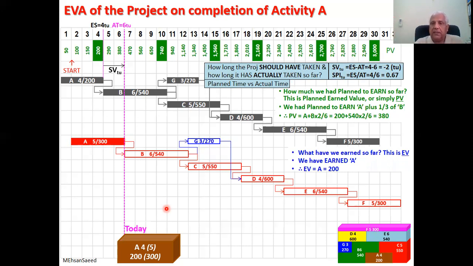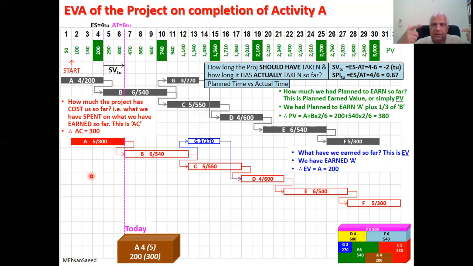And the third element is actual cost. We have earned 200, but at what cost? Well, we have spent 300. We have spent 300 to earn 200. So our actual cost is 300. So keep asking yourself logical questions, and that is how you will get to grips with this subject. If you just apply the formulas, you're likely to make a mistake.